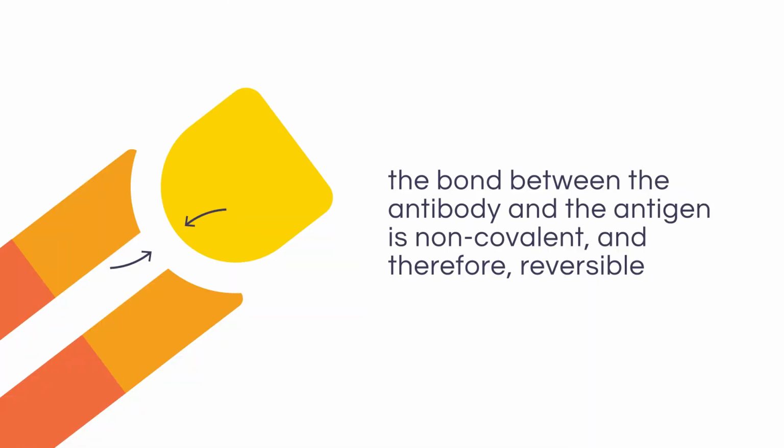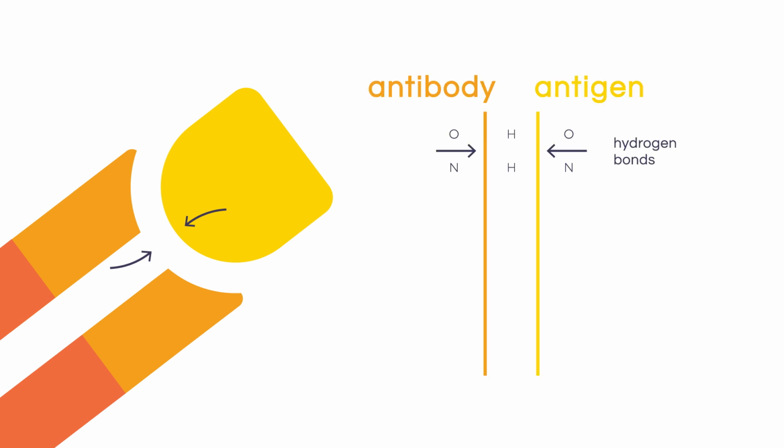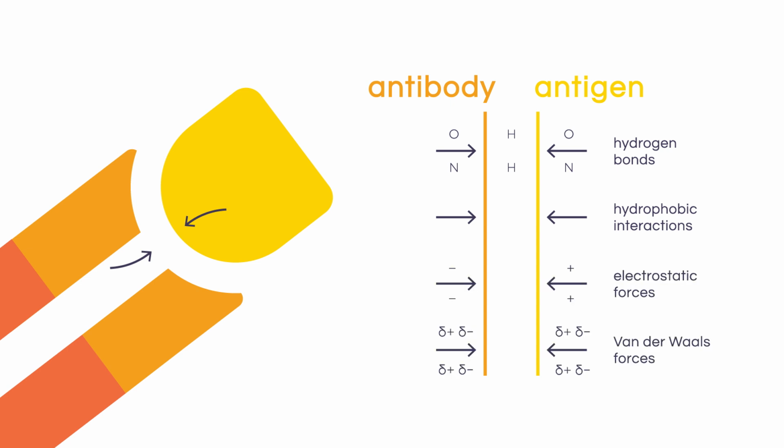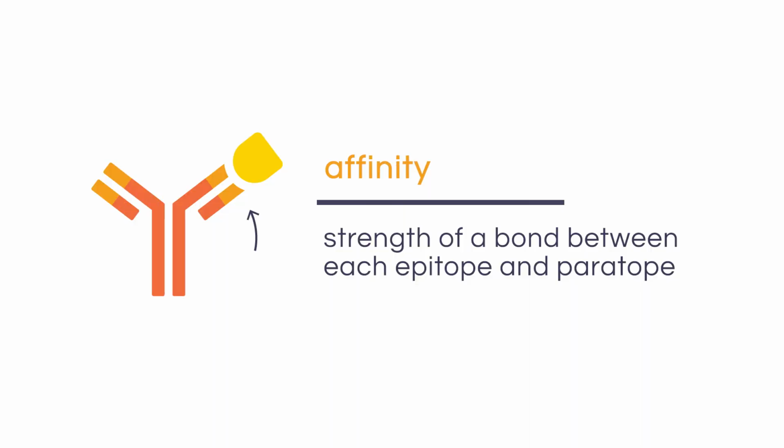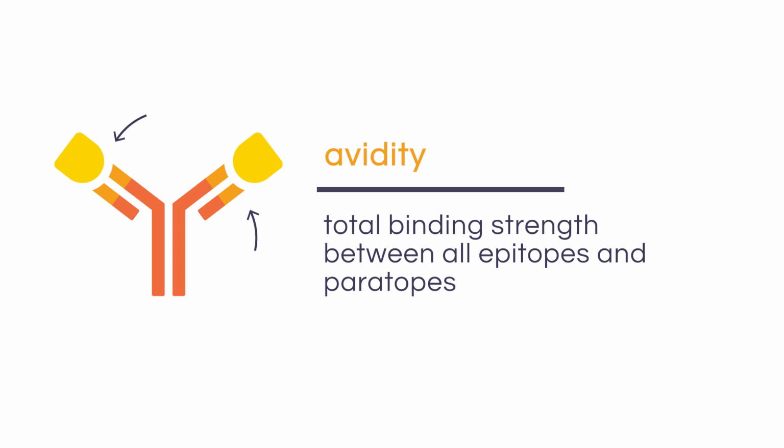The bonds between the antigen and the antibody are non-covalent bonds, and therefore they are reversible. Some examples of those bonds are hydrogen bonds, hydrophobic interactions, electrostatic interactions, and even van der Waals forces. Keep in mind that each antigen has more than one epitope, and therefore more than one antibody may be binding to each antigen. The affinity of an antibody is the strength between one particular epitope and its paratope, while the total strength of all the epitopes together with the paratopes is the antibody avidity.